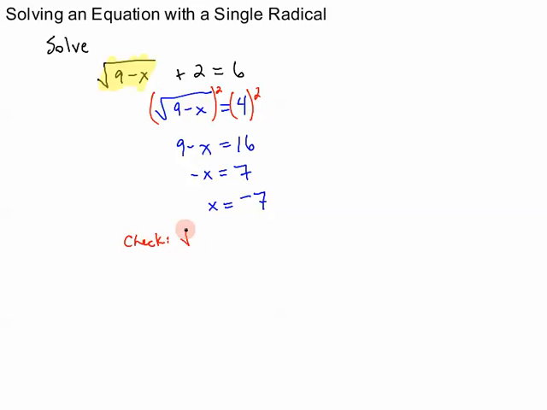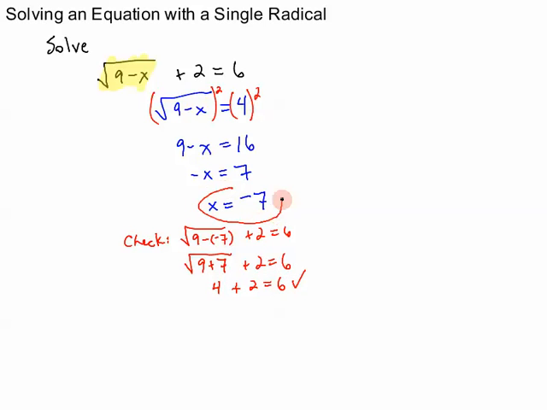So you check it: you get the square root of 9 minus negative 7 plus 2 equals 6. Well, the square root of 9 minus negative 7 is the square root of 9 plus 7, which is the square root of 16, which is 4, and 4 plus 2 does equal 6, so that checks out. So x equals negative 7 is the solution. Again, make sure to isolate your radical first, then get rid of it, and make sure to check your answer if you're dealing with an even root because it has domain restrictions.